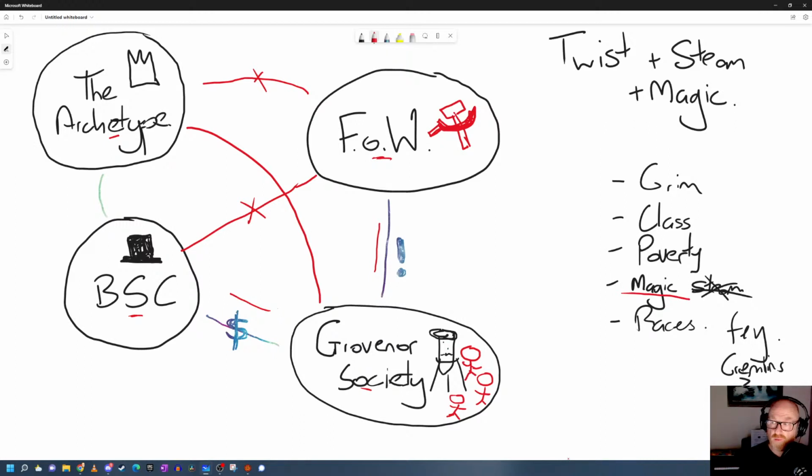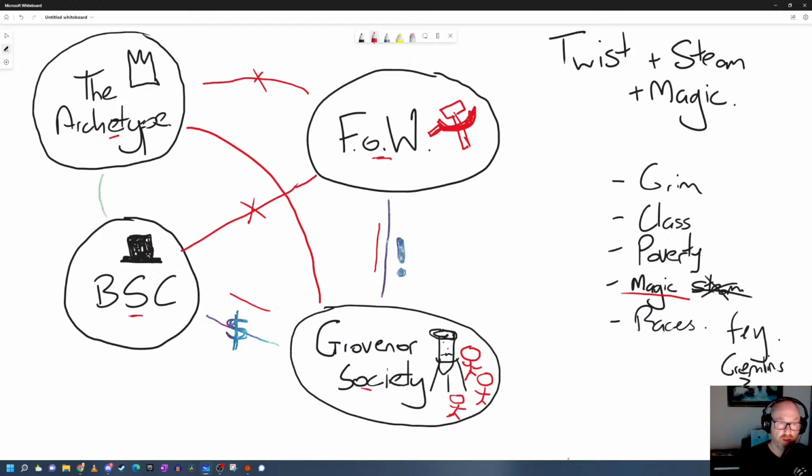The Archetype have come from a more traditional alchemical magic, which is on a very personal scale. So having entire factories run on magic, where the average person can interact with magical devices, is very odd, and that's what the Gravener Society is driven by. So now we have this interesting little community here, right?